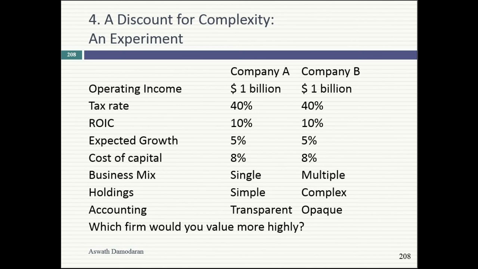The second company is in multiple businesses, has a very complex holding structure. They have special purpose entities, cross holdings, and they have opaque accounting. This is the kind of accounting statement where you read it and you have no idea what's going on. So the two companies look exactly the same in terms of numbers, but one is a simple company, the other is a complex company. This was the start of the class test last session, if you remember. And I asked you, which one did you pick? And I think most of you picked the simple company. And I said, I have a confession to make in valuation. You open up my book, you put in the numbers. Both companies will come out with exactly the same value because it's all about the numbers, right? Cash flows, growth rate, cost of capital, they're all the same.